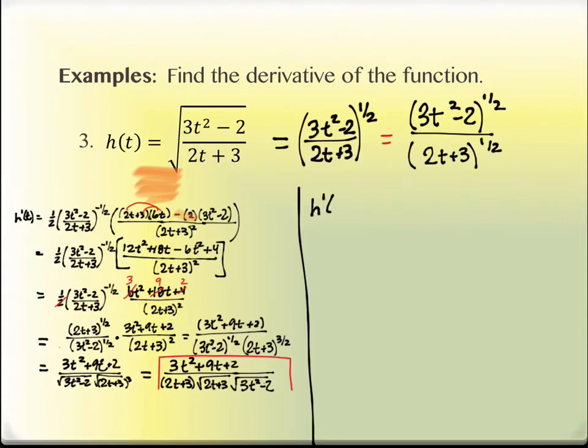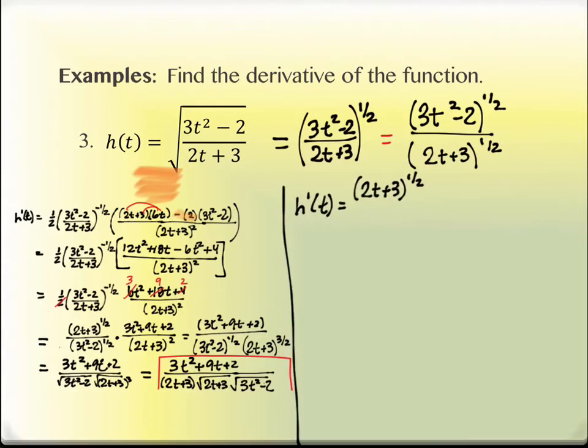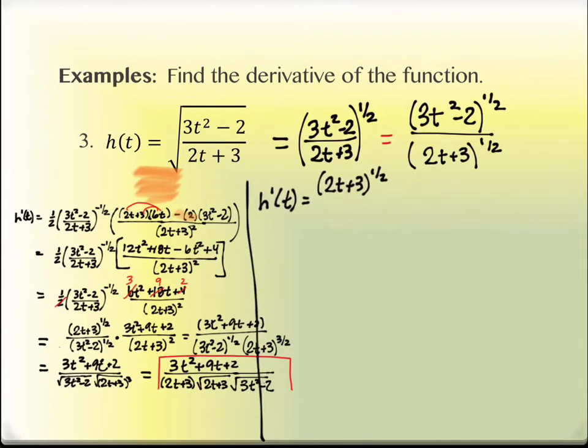H prime of t. The quotient rule says that I take the denominator times the derivative of the numerator, right? So the denominator is 2t plus 3 to the 1/2. And I multiply that by the derivative of the numerator. All right, to be honest, there's no way this is going to stay here and actually work. So let me just shift it over, even though it's messing up what's on bottom. There we go.